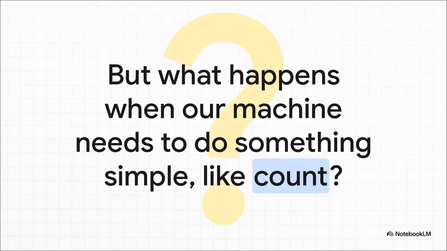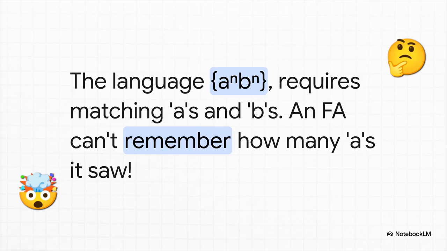Our little FA, with its handful of states and no memory, is about to run into some serious trouble. And this is the language that breaks our machine. It's the set of all strings that have some number of A's followed by the exact same number of B's. Our finite automaton reads all the A's, but because it has no memory, by the time it gets to the B's, it's completely forgotten how many A's it saw. It's like trying to count a big stack of bills, but you're not allowed to use your fingers or write the number down. You're just going to lose track.